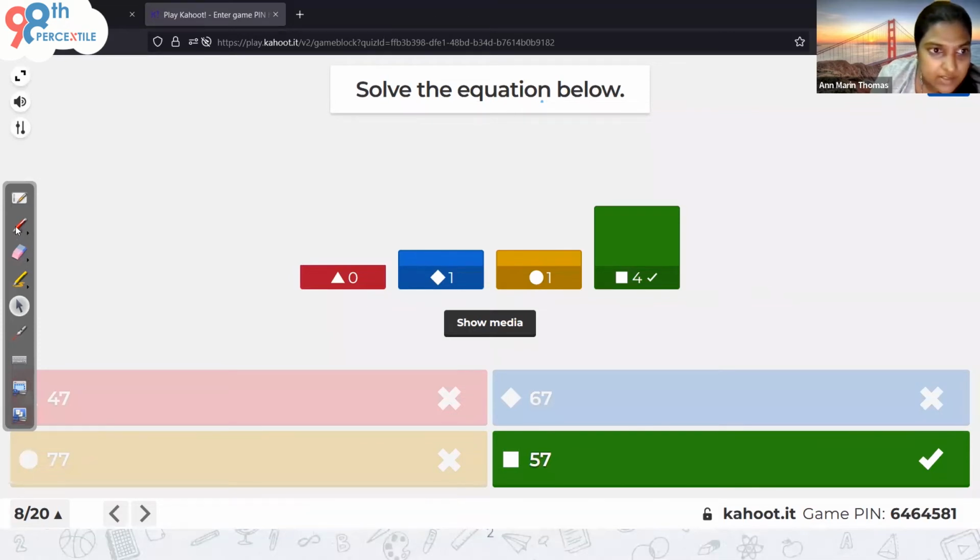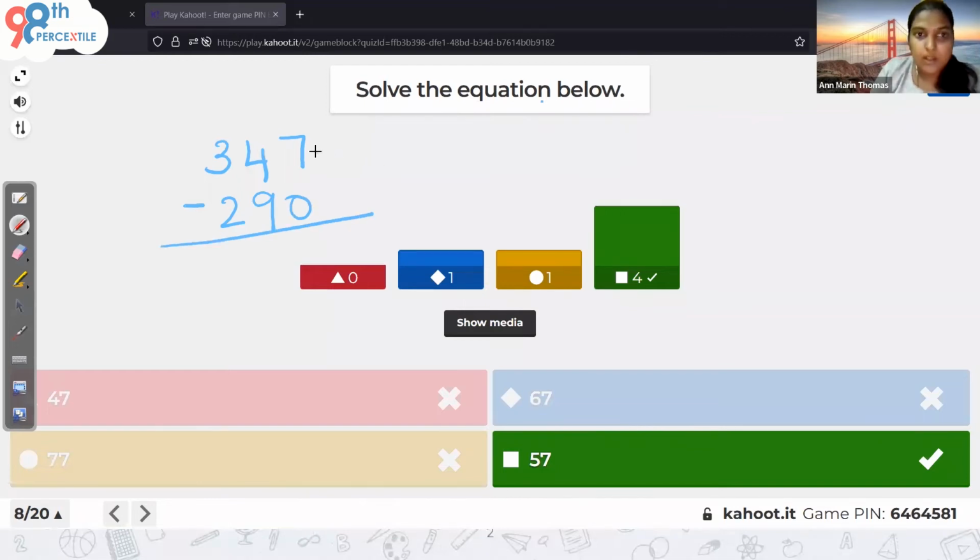347 minus 290. All right, so here you go. 7 minus 0 is 7. Excellent. Now 4 minus 9. Do you observe here that you have a small digit number up and then you have a bigger, greater number below? So is it easy to solve here? No.